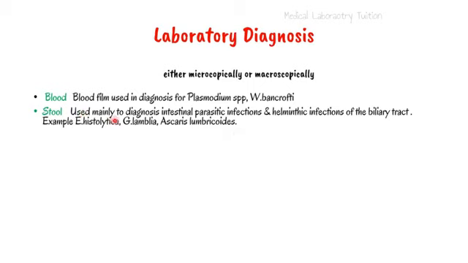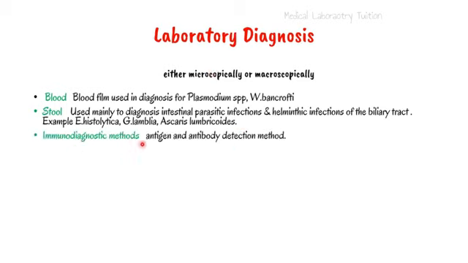Microscopically, we can make a smear of our stool, and we can see the cyst of Entamoeba histolytica and Giardia lamblia. Also, in freshly passed stool we can see the trophozoite stage. We can also see the egg of Ascaris lumbricoides under the microscope.